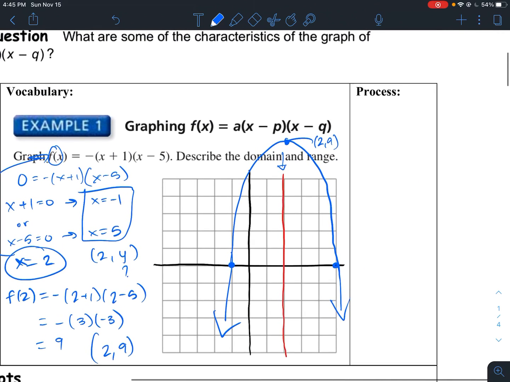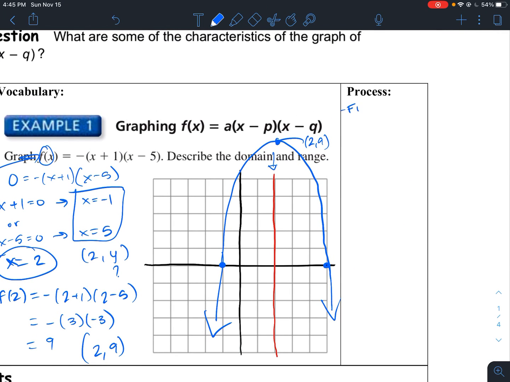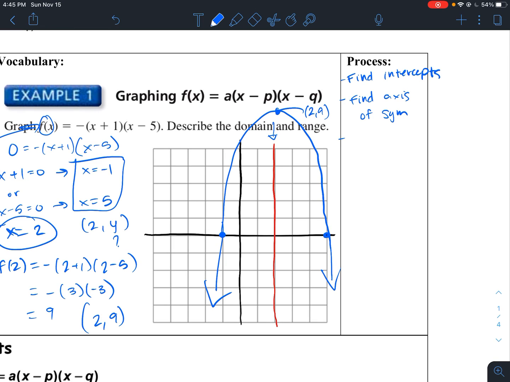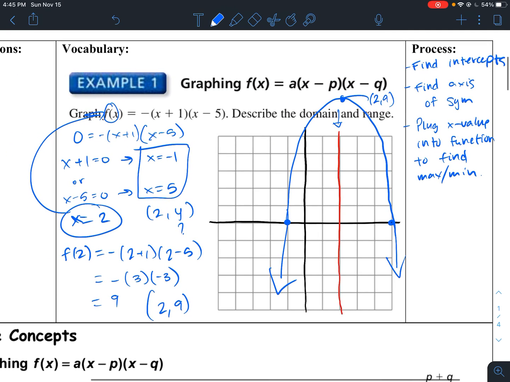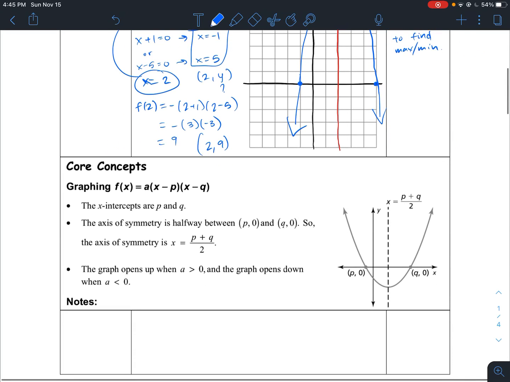So to graph, you need to find intercepts. You need to find the axis of symmetry. And then you need to plug the x value into the function to find the vertex, to find max or min. And that's how you do it. So just think about it logically, and it should be pretty easy.